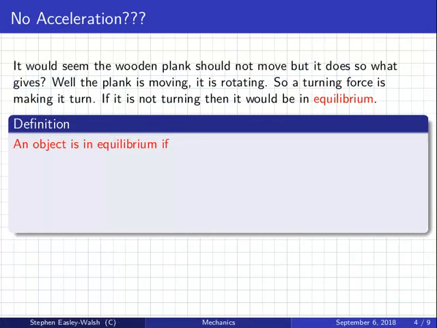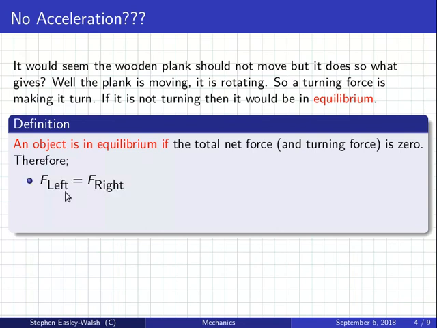So an object's in equilibrium if the total force is zero. What that means is the force to the left equals the force to the right. The force up equals the force down. And what's the last one? Yeah, the turning force clockwise equals the turning force anti-clockwise. If you have these three things, we say it's in equilibrium.